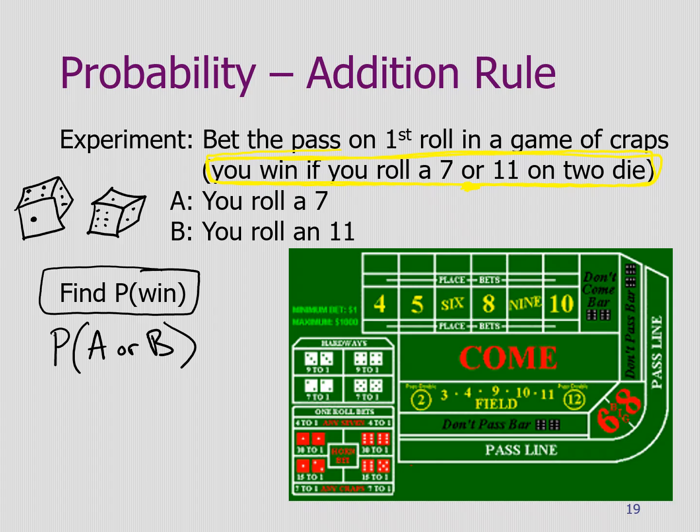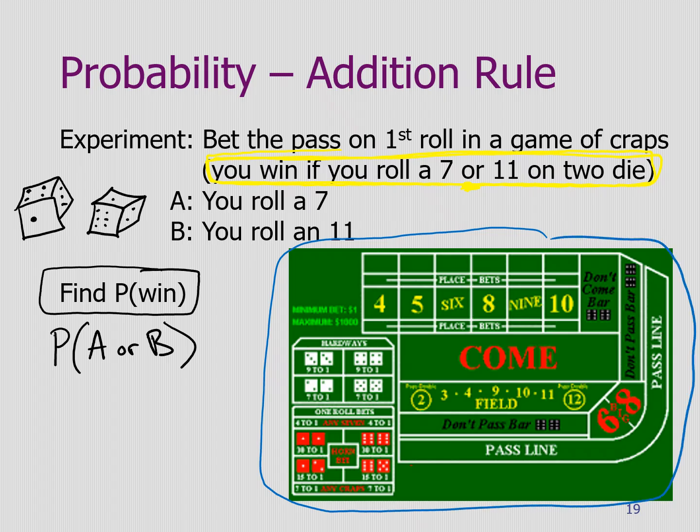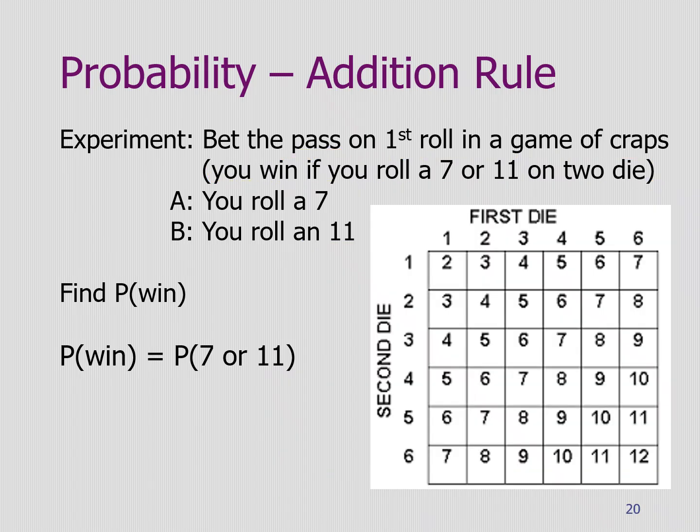And this is just a visual aid here. Don't worry about understanding this. This is what half of the craps table looks like in real life, and the bet we're talking about here is right here on the pass line. All we need to know about this scenario in real life is that you roll 2 dice. If it's a 7 or 11, it's a winning roll. Otherwise, it's not a winning roll.